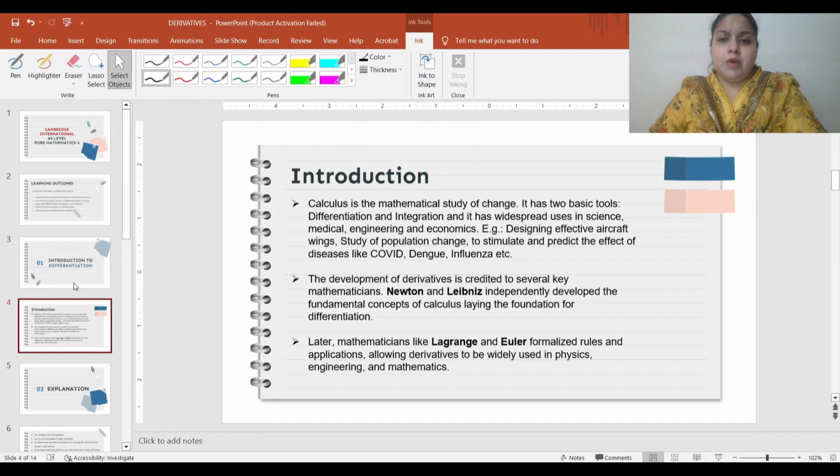For example, the study of population change, or to simulate and predict the effect of diseases like COVID, dengue, influenza. In all of these cases, we take the help of derivatives. Differentiation was invented by Newton and Leibniz, and later Lagrange and Euler formalized its rules and applications. So Lagrange and Euler have a very major role in differentiation. Now let's come towards its conceptual part, that is how to find the derivatives.